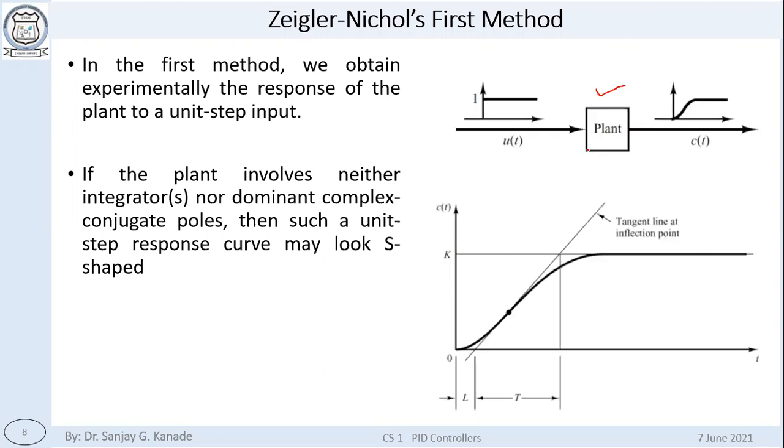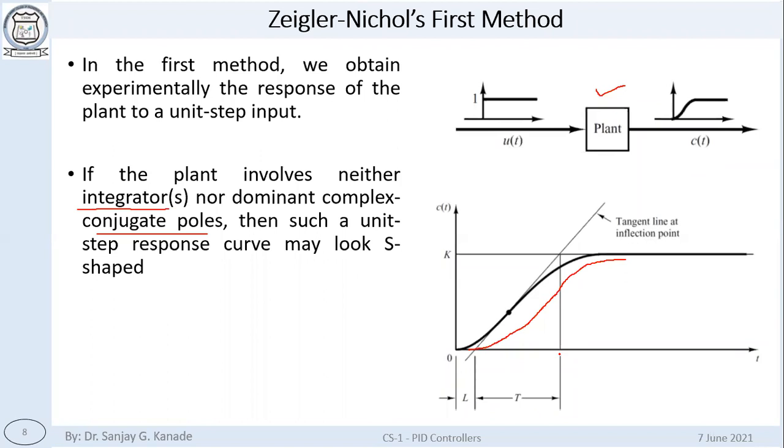Now, if there is no integrator and if there is no dominant complex conjugate pole in the plant, then this unit step response will be of this kind of shape. Can you see this? This is like a flattened S, you can say. So this kind of a response is called S-shaped response or S-shaped curve.